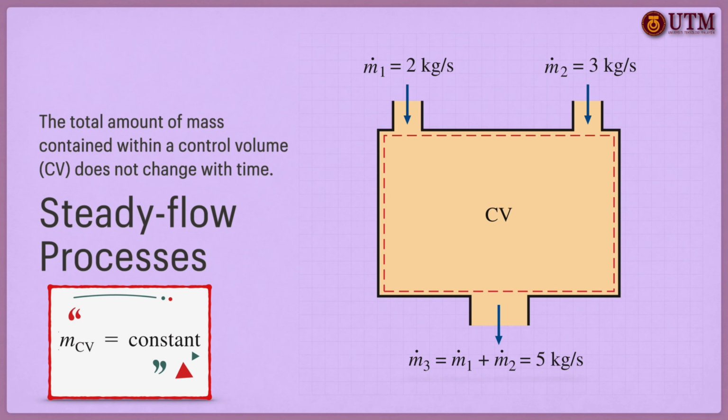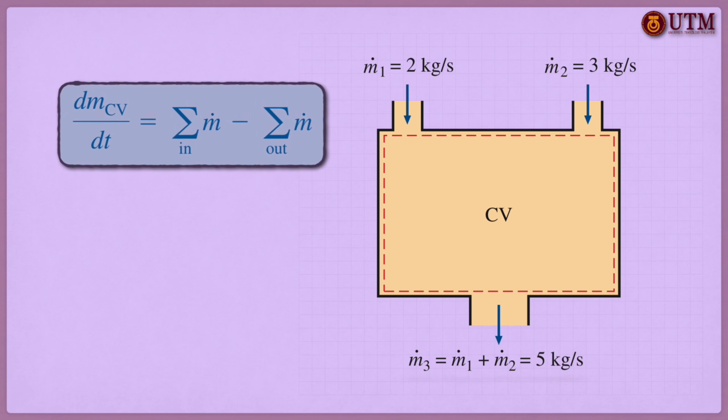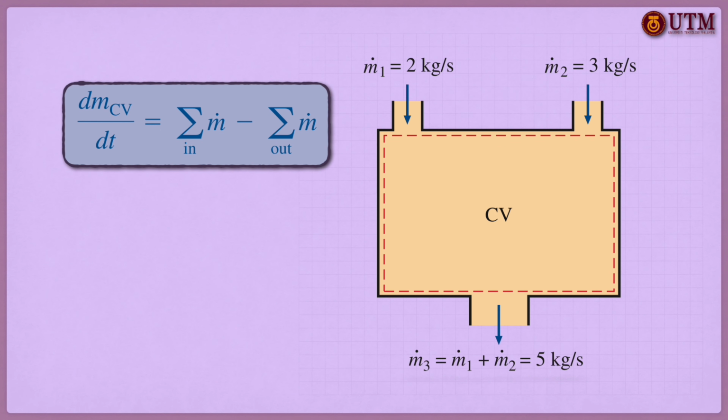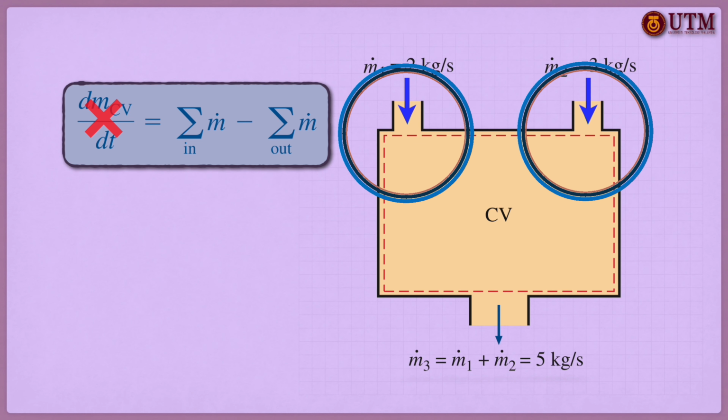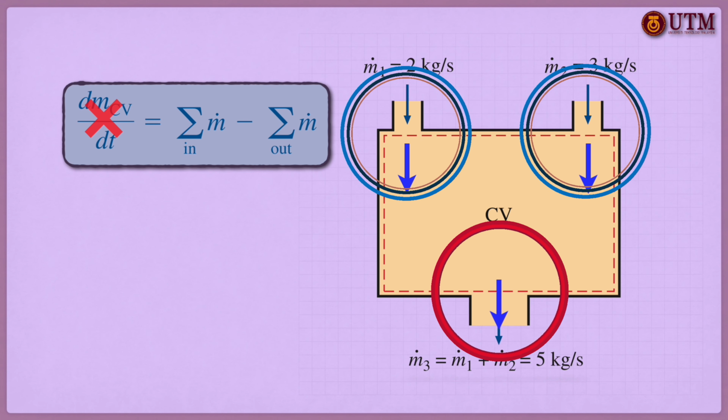Therefore, the conservation of mass principle for a general steady flow system with multiple inlets and outlets can be expressed in rate form as presented. Since the total amount of mass contained within a control volume does not change with time, the term equals 0. Thus, the total rate of mass entering a control volume is equal to the total rate of mass leaving it.